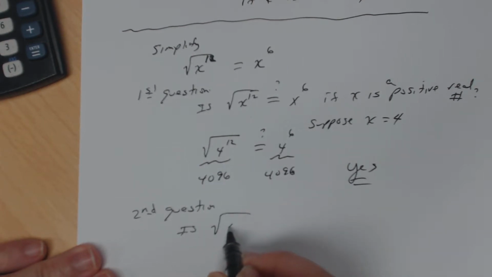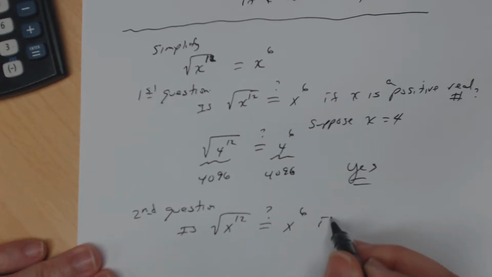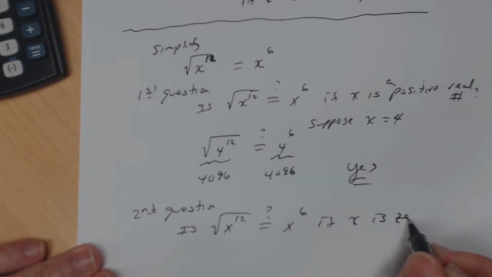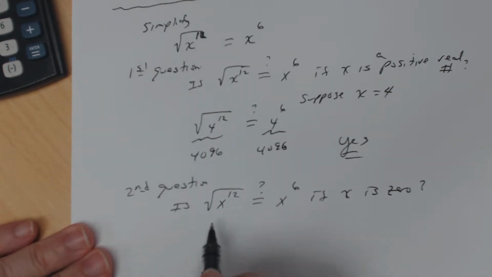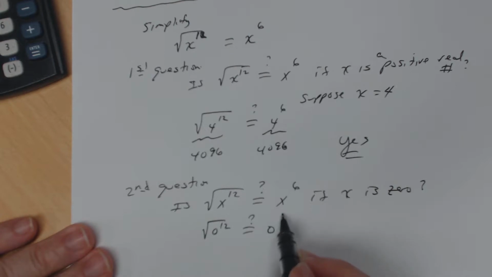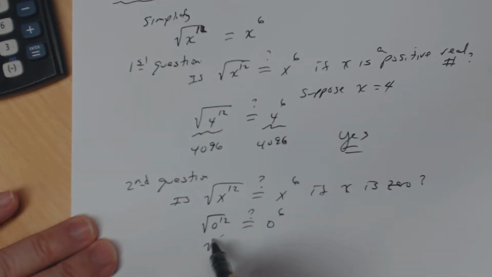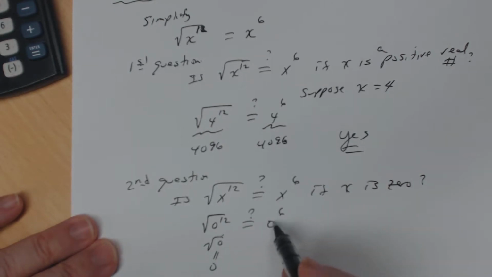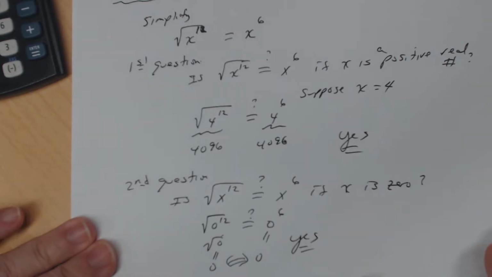Is the square root of x to the 12th going to equal x to the 6 if x is 0? That's your question. You don't need a calculator for this one. Where we see the variable x, you're going to plug in 0. So you have 0 to the 12th, and is that equal to 0 to the 6th? Well, 0 to the 12th is 0, and the square root of 0 is going to equal 0. And 0 to the 6th means 0 times itself 6 times, which is going to equal 0 as well. So the answer is yes.